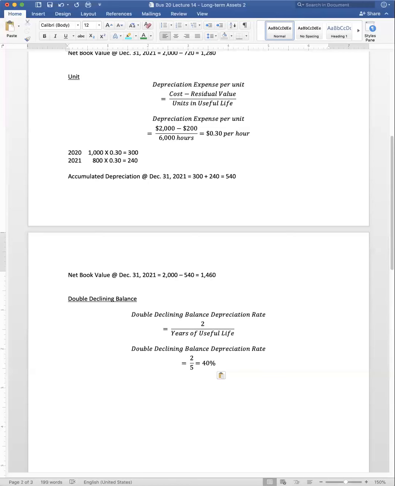Now, to calculate depreciation expense in 2020, what I'm going to do is take the net value at that time and multiply by my 40% rate. So what's the net value at the start? Well, to start with double declining balance, the starting net value is always cost.